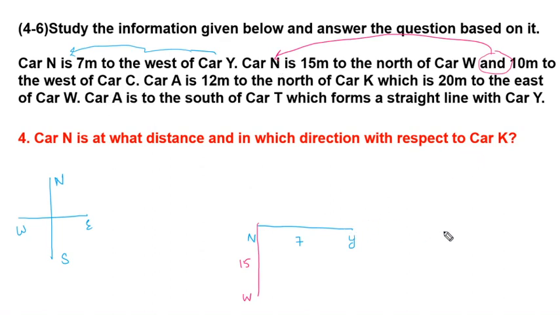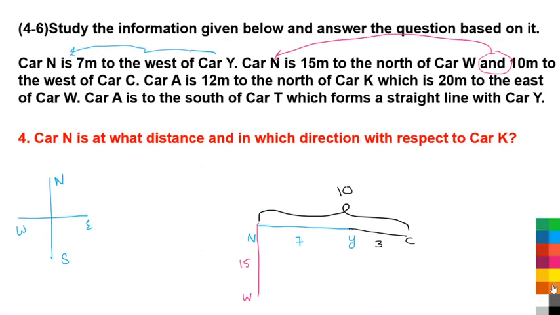So let me change the color again. So to the west of C by 10 meters, N is present. We know that up to here it is 7, so 10 minus 7, remaining is 3. Okay, then car A is 12 meter north of car K. I don't know where car K is present, so we'll ignore that. So let's go for the next.